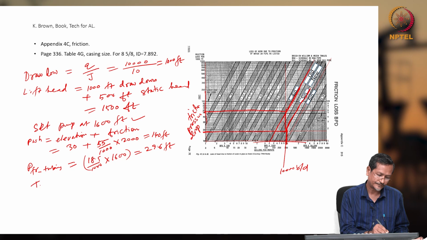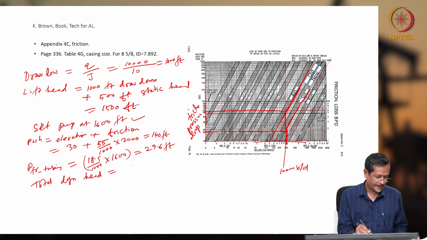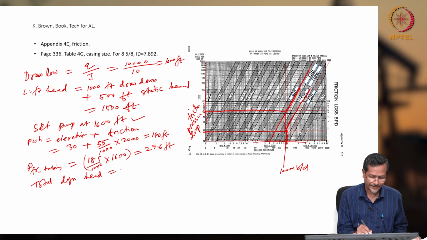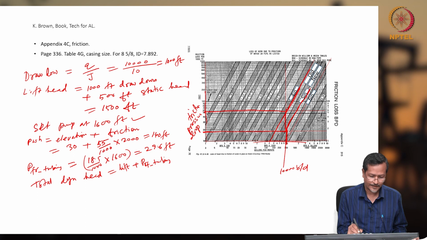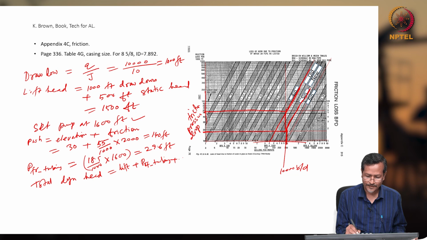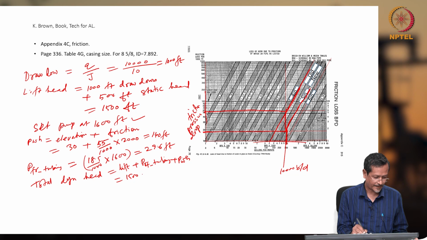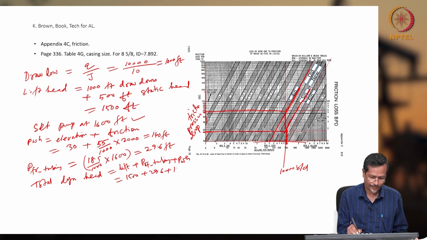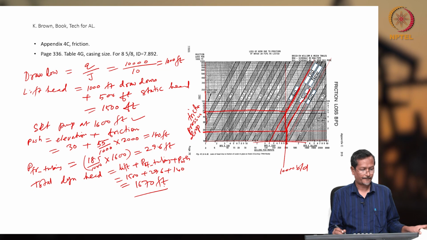Then total dynamic head equals lift, how much lift it is giving, plus tubing friction, P friction tubing, plus PWH. So total lift is 1500 plus 29.6 plus 140. So it is becoming 1670 feet. So this much total dynamic head the pump should produce.